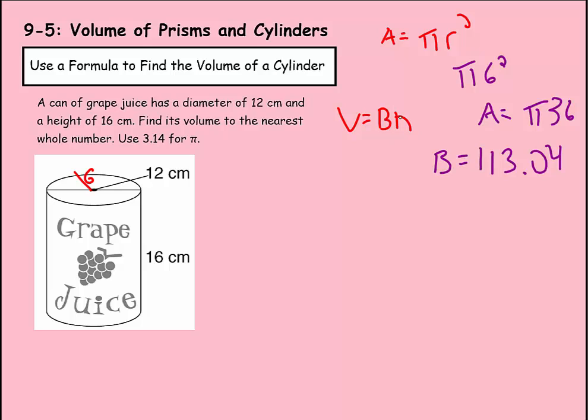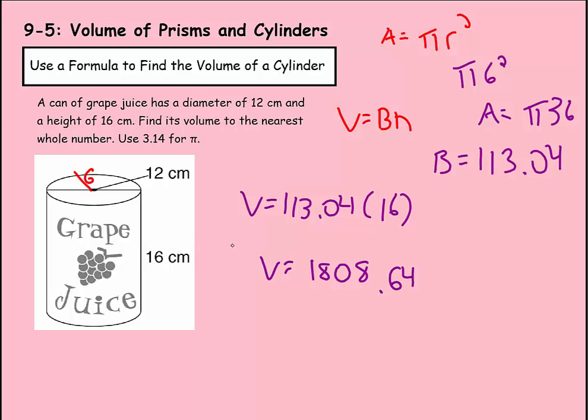Since that's the area of the base, we can multiply that times the height. So volume equals 113.04 times 16. And that gives us an answer of 1,808.64. Then our answer is in cubic centimeters. If we round to the nearest whole number, then our answer would become 1809, because the 6 makes us round that up, and that would be centimeters cubed.